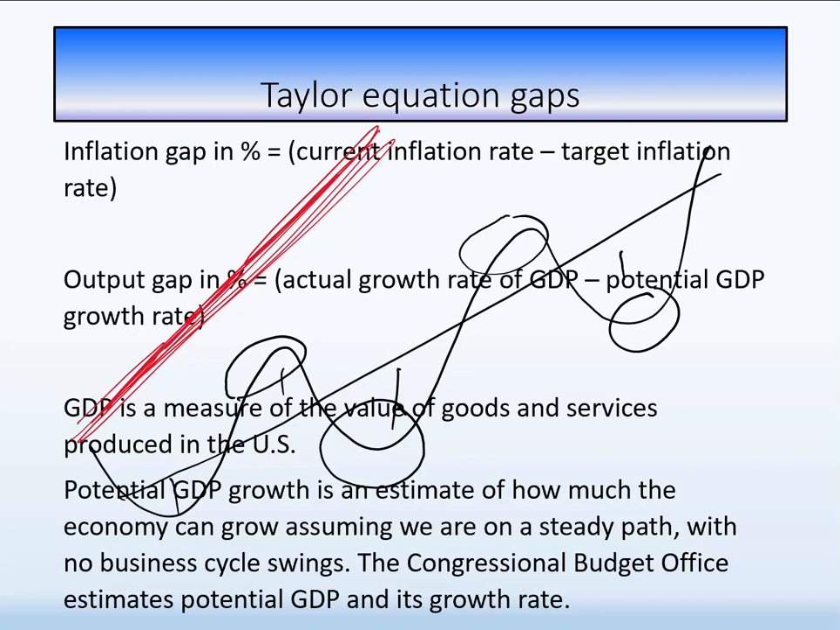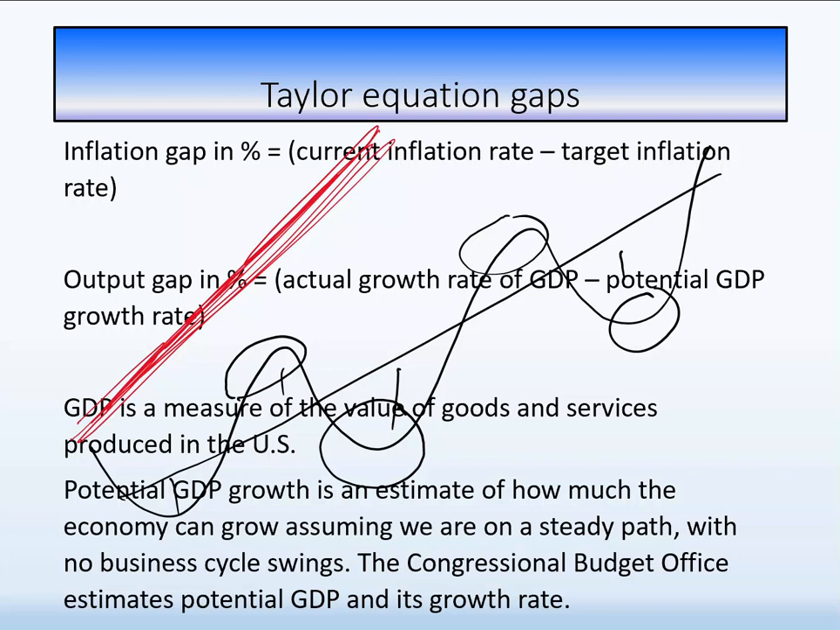The same thing works in the opposite direction. If inflation is less than the target, the Fed will reduce the Fed funds rate because the inflation gap will be negative. That will help spur the economy and actually increase inflation a little bit in the future to get that inflation gap close to zero.